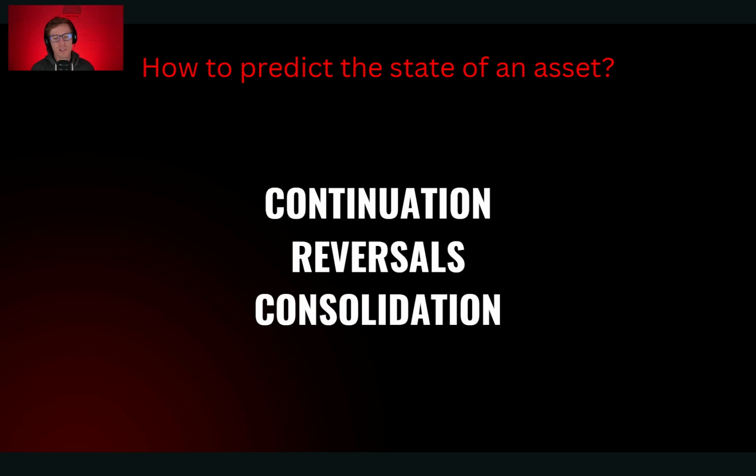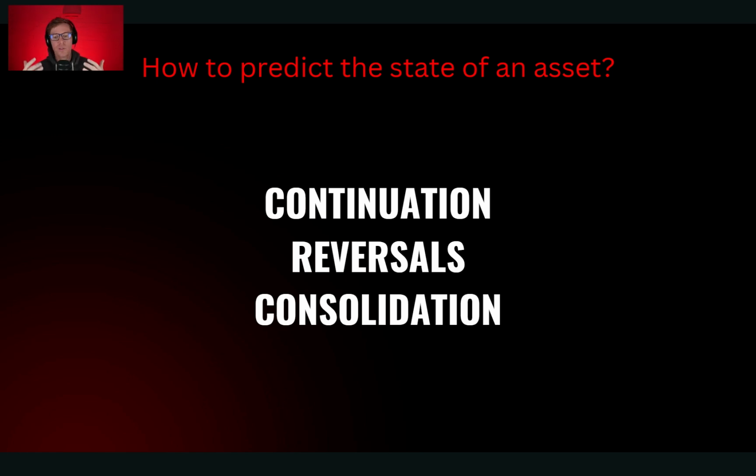So the key to this process is understanding, is the market in continuation? Is it in reversal? Is it in consolidation? Once you understand these components, you'll have a very good understanding on how to determine this bias of the market. Then I'll jump into the charts and I'll show you how to tie this all together.